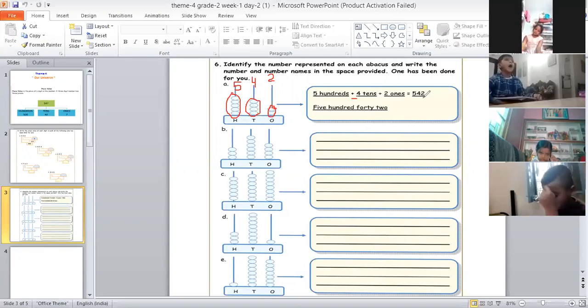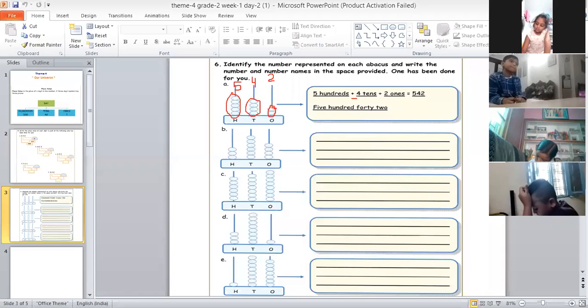And children, you all have to do your work yourself. After that we have to write its number name. So we'll write its spelling, that is five hundred forty-two, or you can write it as 542. Both are correct.